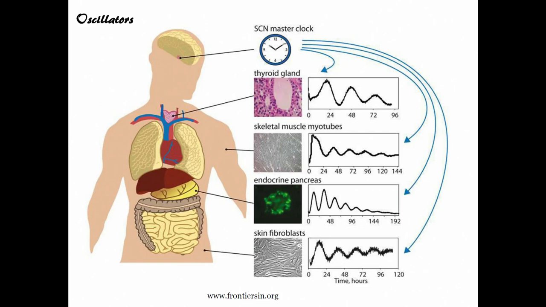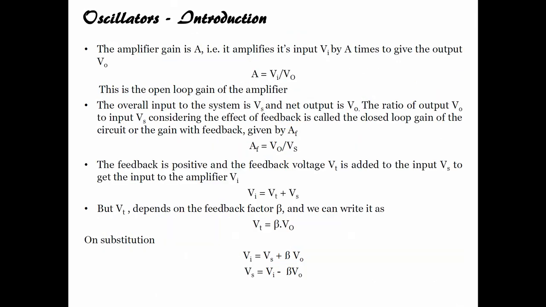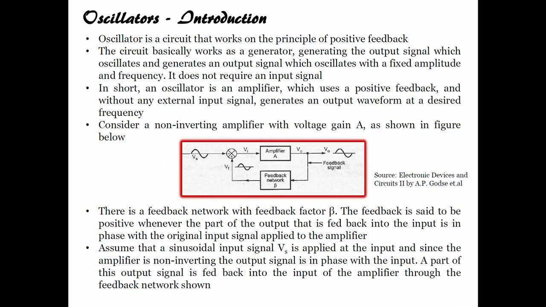Then we have seen oscillators. When we talk about oscillators, we have seen the Barkhausen criteria, and what does the Barkhausen criteria say?